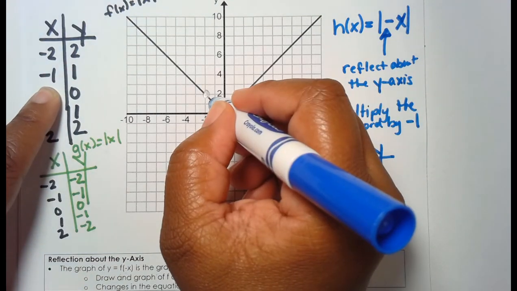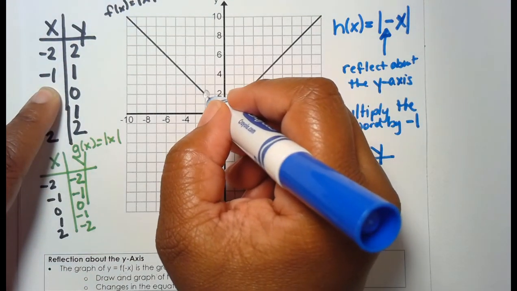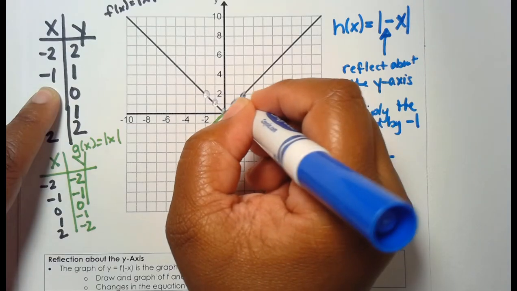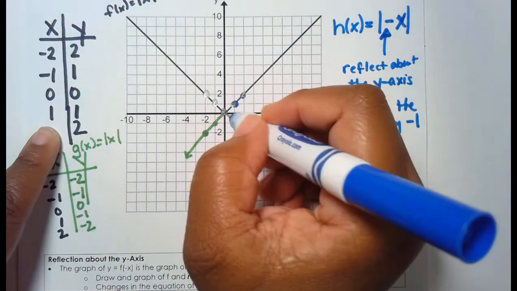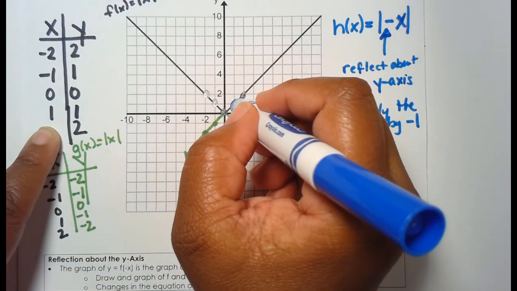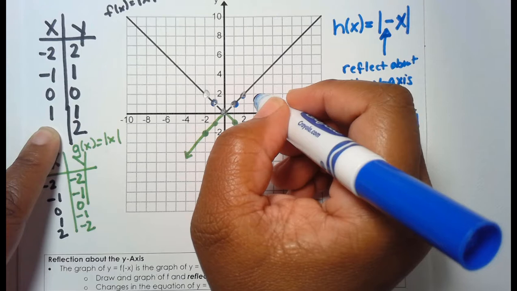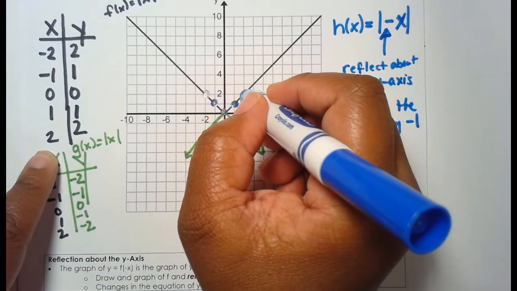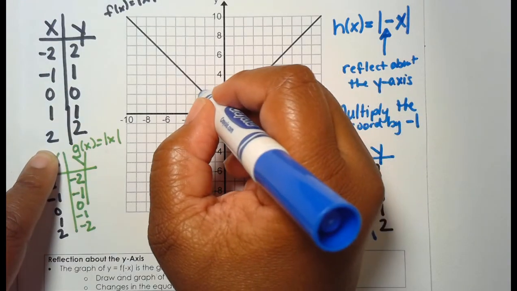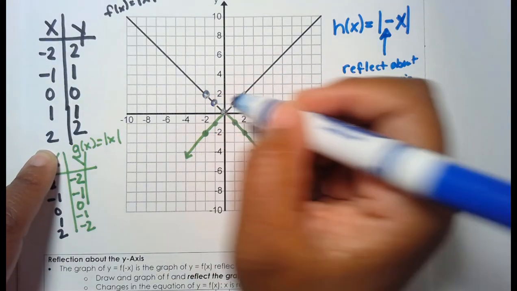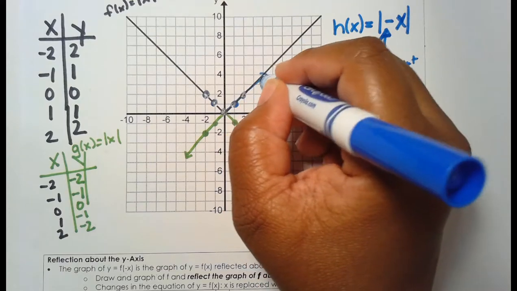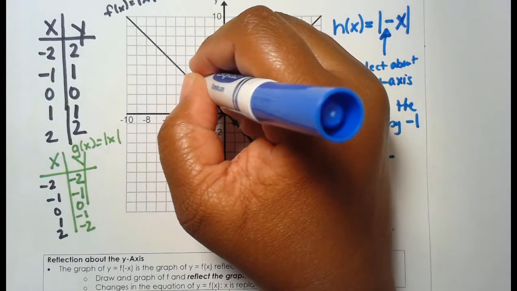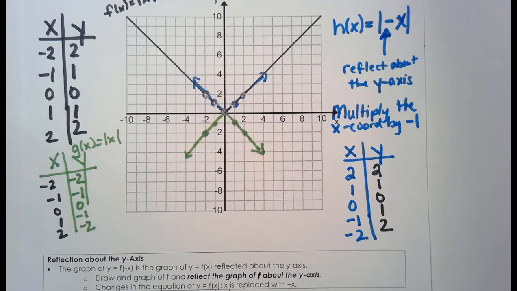Where here we had -1, 1, we reflect about the y-axis, we go over to 1, 1, 0, 0 stays. And then when we reflect 1, 1, it's -1, 1. When we have 2, 2, its reflection about the y-axis is going to be -2, 2. So reflecting about the y-axis for this example gives the same graph.